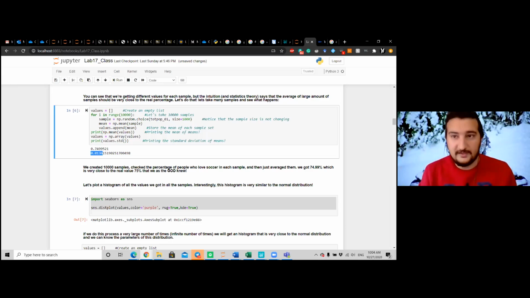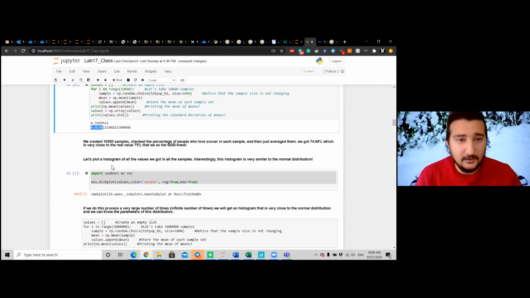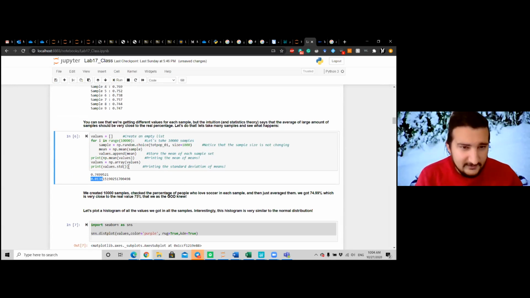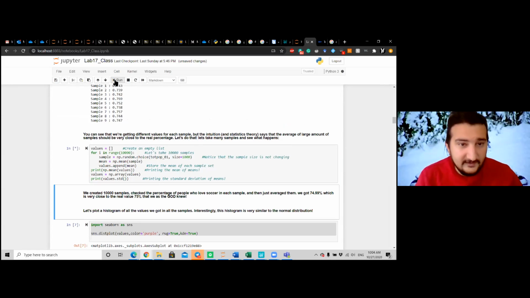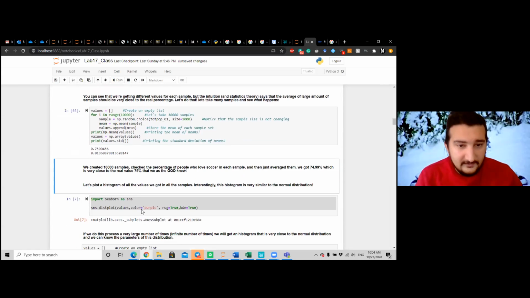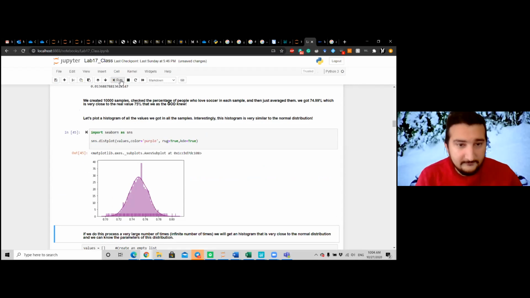Otherwise, you wouldn't know that 75% of people in Italy love soccer, right? As mortal human beings, we do not know our population. So we want to go on and plot a histogram. Let me see, I think I have to run the cell. And then I can go ahead. Okay.